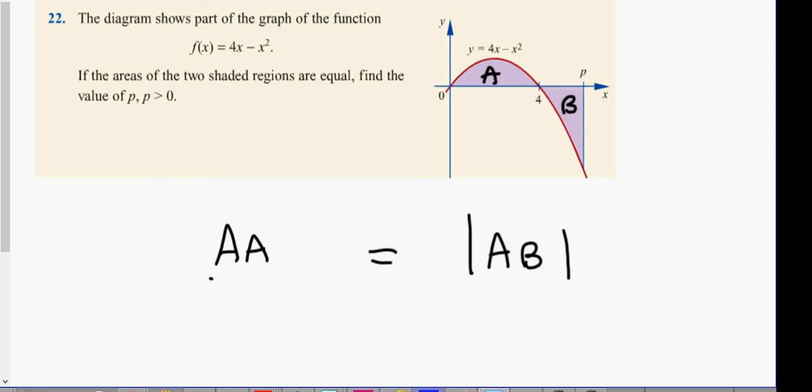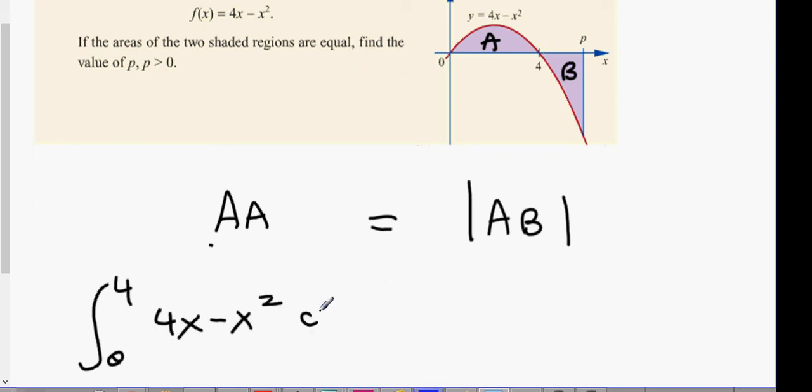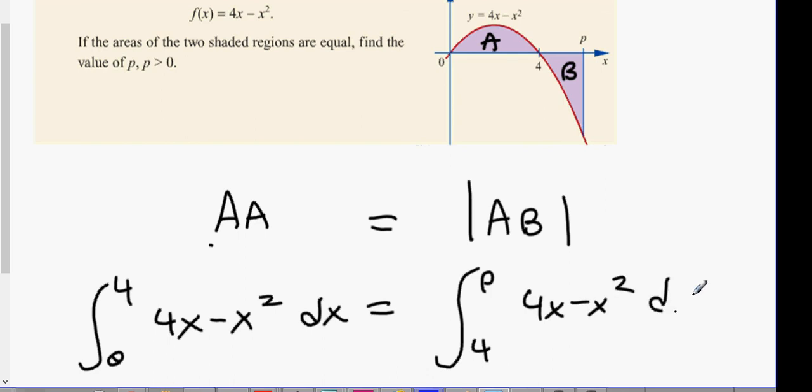So guys, look at this. We're going to integrate, and what we're going to say is that this one here, from 0 to 4, everybody understand where I got 0 to 4 from? Yeah. Written here, isn't it? And that's going to equal the area from P to 4 of 4x minus x squared dx. And we're just going to put these in vertical lines just to cover ourselves, just in case the need arises for us to do this.